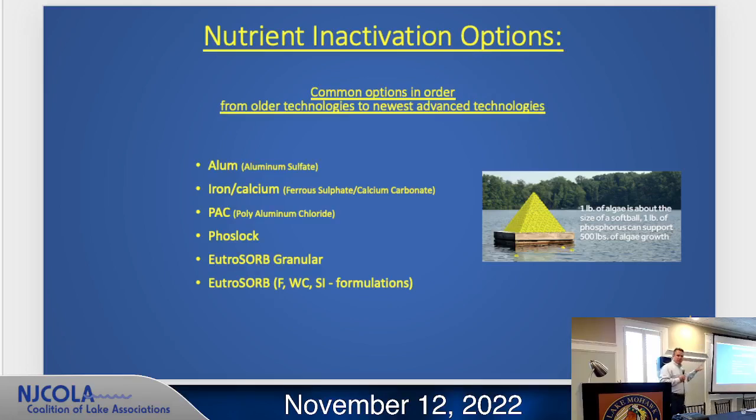This is just a general overview. This is typically the type of nutrient inactivation options we have. We talk about, and this is from the oldest technologies to the newest technologies, alum, iron, and calcium. Okay, calcium carbonate, ferrous sulfate, and alum, aluminum sulfate. This group right here kind of are grouped together. They've been around a long time.